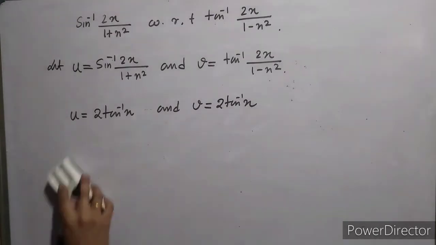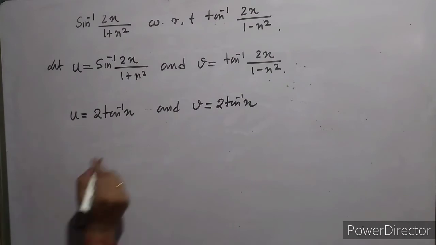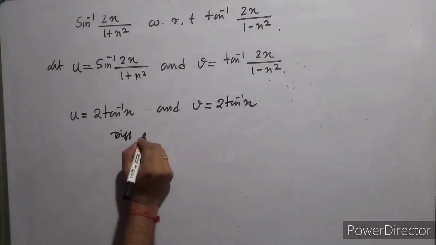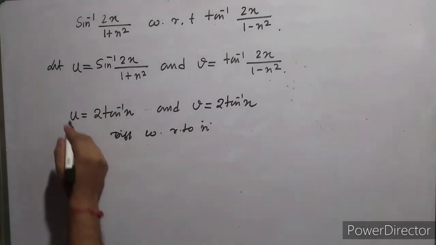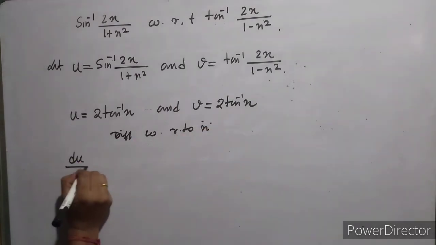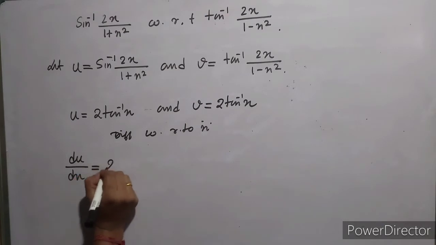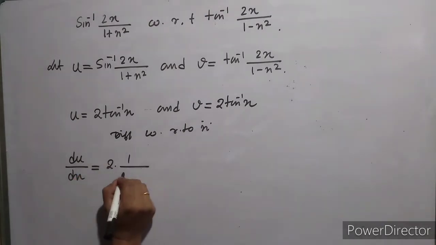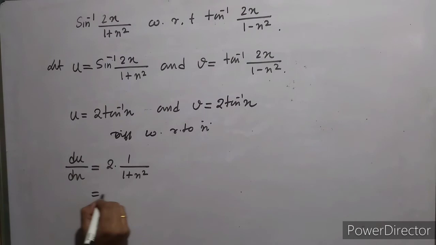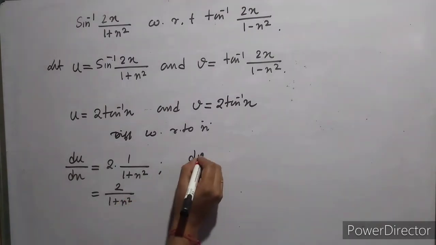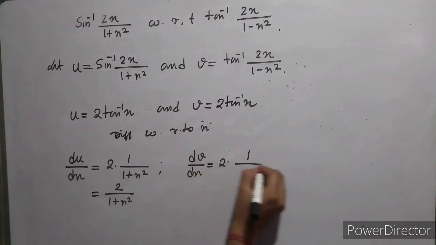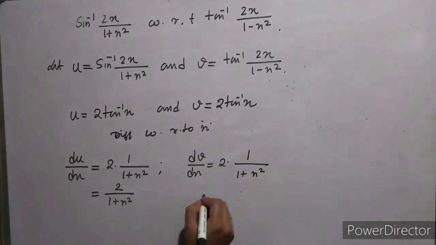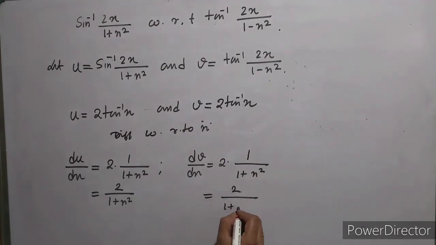Now the next method: differentiating both the equations with respect to x. u with respect to x is du upon dx. The derivative of tan inverse x is 1 by 1 plus x square, so du upon dx is 2 over 1 plus x square. And dv upon dx is equal to 2 into the derivative of tan inverse x, the same formula, 1 over 1 plus x square. It is 2 by 1 plus x square.